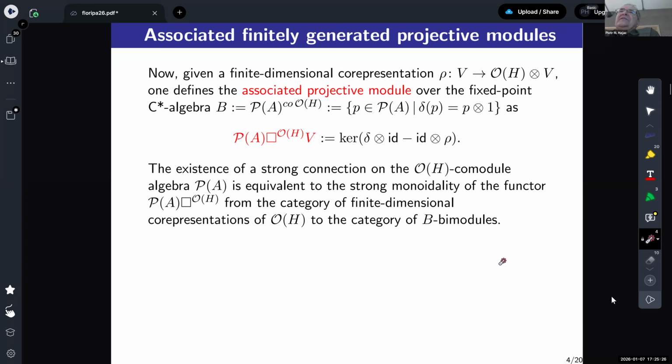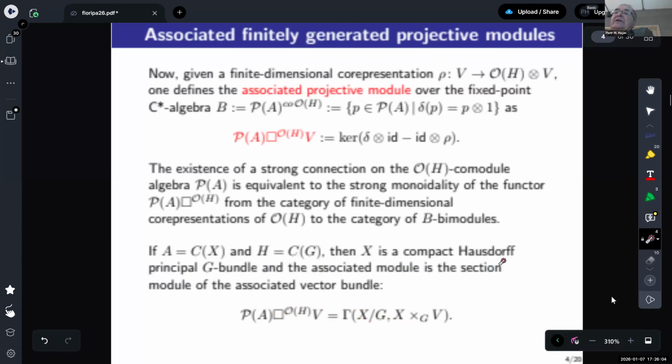But you can actually show, and this is in my paper with Paul Baum and Kenny DeCommer, that the existence of a strong connection on this O of H comodule algebra P, so principality, is actually equivalent to the functor induced by this principal comodule algebra, the cotensor product functor, which you can view as a functor from the category of finite dimensional corepresentations of the Hopf algebra O of H to the category of B-bimodules, being strongly monoidal. So not only does it preserve the monoidal structure, but you have a natural isomorphism built into it.